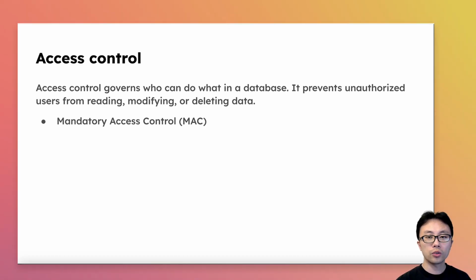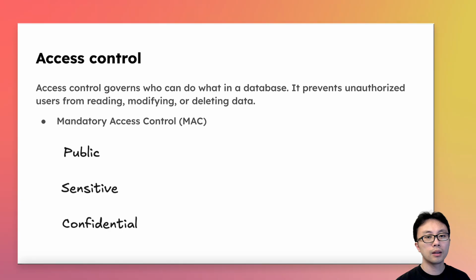Mandatory access control is about assigning hierarchical levels of clearance to databases, tables, columns, or even rows. And at the same time, it will assign the same hierarchical levels of clearance to its users. A user can only access some data if his or her assigned clearance level matches or exceeds that of the corresponding data.